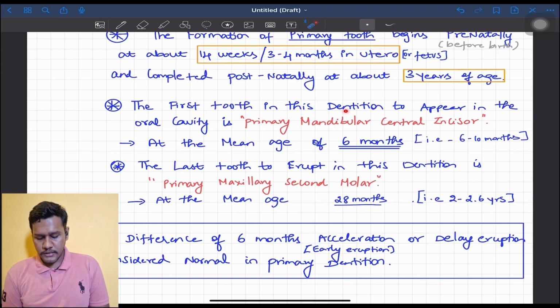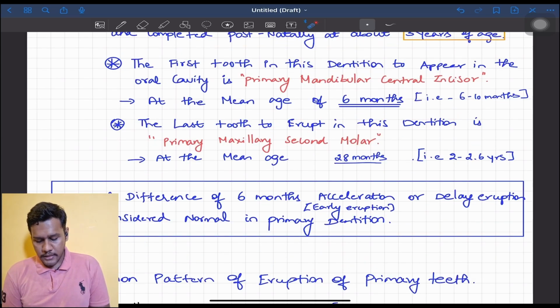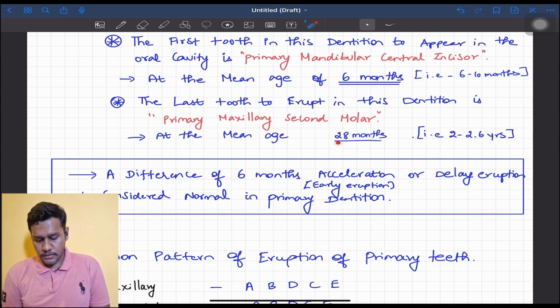The first tooth in this dentition, the primary dentition, to appear in the oral cavity is the primary mandibular central incisor. As I said earlier, the first tooth erupts at 6 to 10 months of age. The last tooth to erupt in this dentition is the primary maxillary second molar. The mean age is around 28 months.